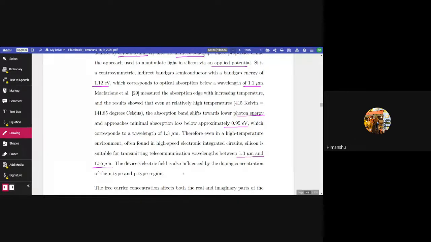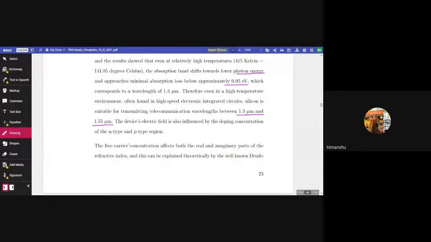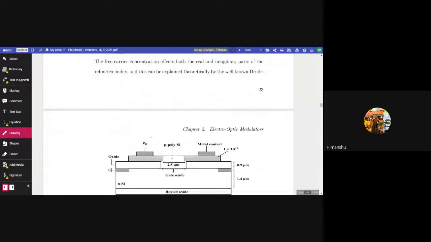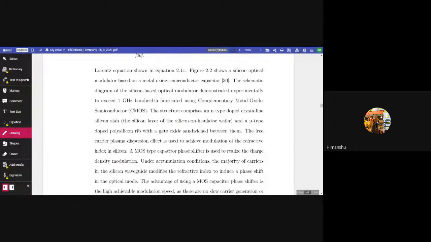The device's electric field is also influenced by the doping concentration of the n-type and p-type regions. The free carrier concentration affects both the real and imaginary parts of the refractive index, and this can be explained theoretically by the well-known Lorentz equation shown in equation 2.11.